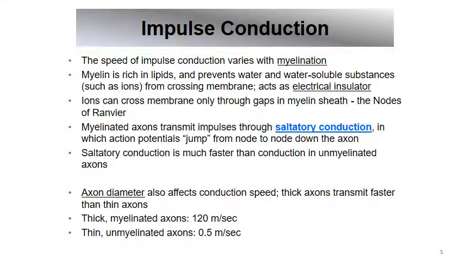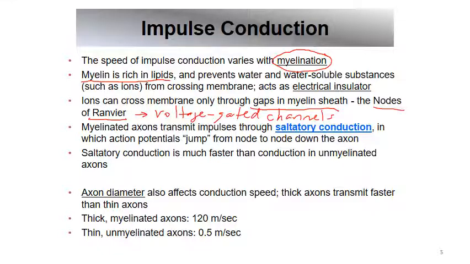So we learned that myelin covers the axons. Myelin sheath is made by the Schwann cells in the peripheral nervous system, oligodendrocytes in the central nervous system. Myelin is rich in lipids, and it prevents the crossing of ions. And if you remember, there are those gaps in the myelin sheath. Those are called the nodes of Ranvier. So only in these locations, only on the nodes of Ranvier, is where the voltage-gated channels are located. You cannot have voltage-gated channels where you have the myelin sheath because the myelin sheath is covering those parts of the axon. So only the nodes of Ranvier have these channels.